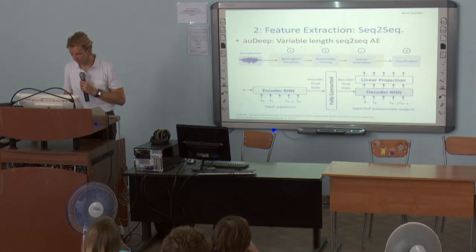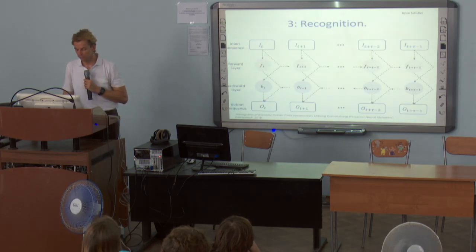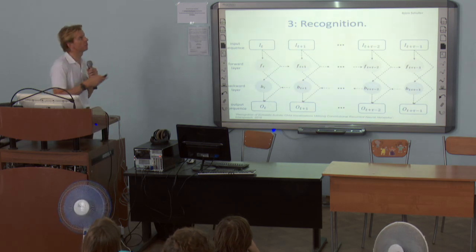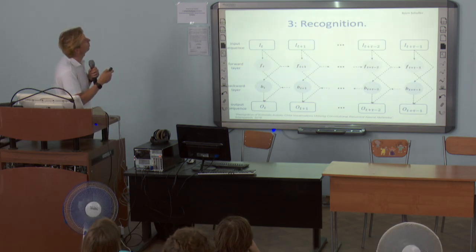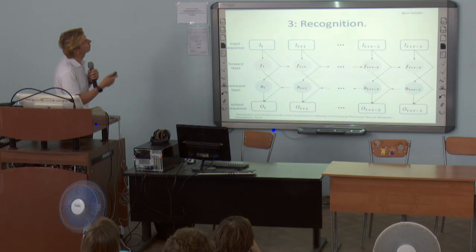Sorry, sequence representation learning. And the third part, after pre-processing and feature learning, of course, is recognition again. And here I said we're mostly using recurrent neural networks, but put together into backward direction for past information and forward layers for future information.